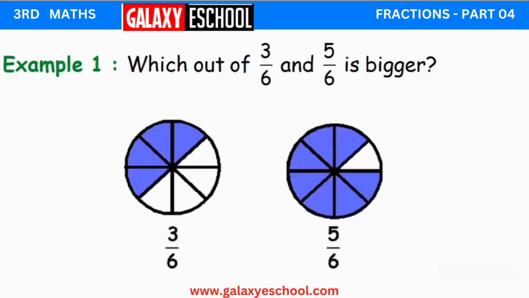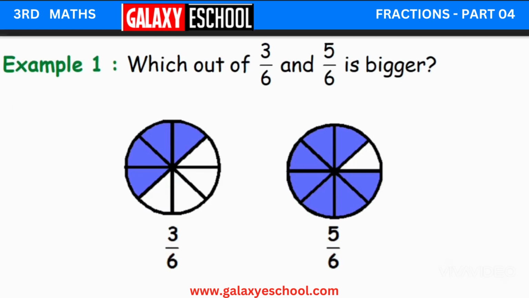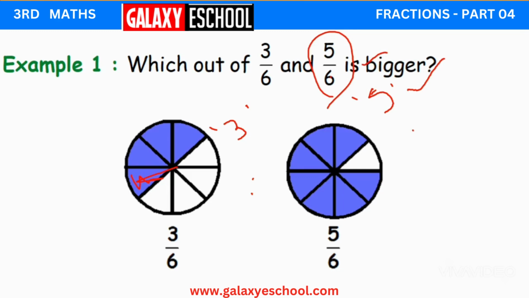Now again, example 1: which out of 3 by 6 and 5 by 6 is bigger? And what does this mean? Out of 6 parts, this is only 3 parts. Here one part is extra shaded, children. And out of 6 parts, only 5 parts here we have. Now out of these two, which is the bigger one? 5 is the bigger number of parts. So 5 by 6 becomes our bigger fraction.